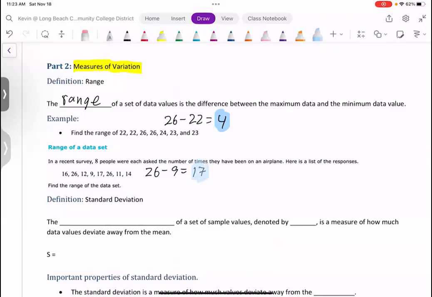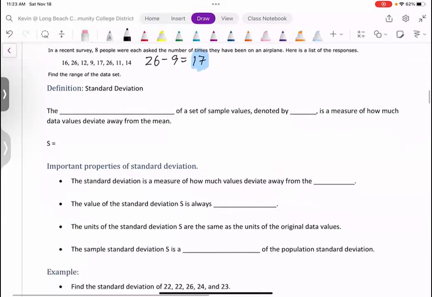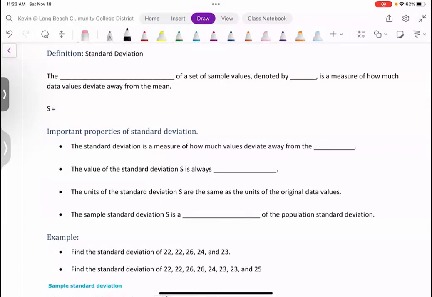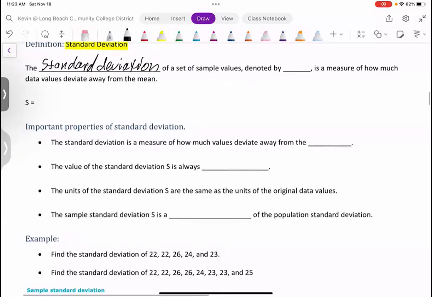Now, there's a limit to what we can do with the range. The more interesting measure of variation is the standard deviation. I talked about the mean in another video and how important it is. For this, standard deviation is another one of those big ones. The standard deviation of a set of sample values is denoted, with the sample, by a capital S, and I put a little tick at the end of my S because my S's tend to look like 5s sometimes. It's a measure of how much data values deviate away from the mean.